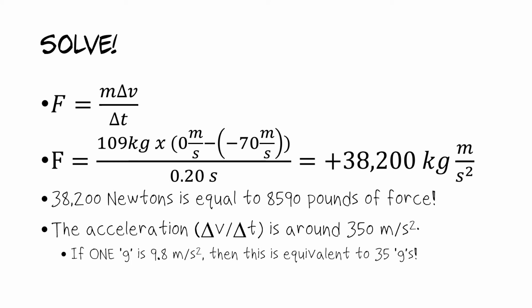Looking at it just in the context of the acceleration, which is change in velocity over change in time, that works out to around 350 meters per second squared. And sometimes we talk about acceleration in the context of the value of g, just to give us a sense for how it compares to your normal weight. So if we take 350 meters per second squared and take it into g's, that's around 35 g's. So that is a very, very high acceleration. What does that mean in terms of Batman's survivability?